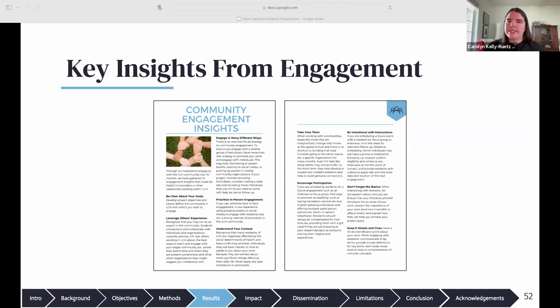We've distilled our learnings into 10 simple, specific, and actionable strategies that can be used to guide how someone, like a provider or a researcher, may choose to engage with the Lower Central Hamilton community. Some of these strategies include prioritizing in-person engagement, taking time to build trust, leveraging the experiences of individuals currently serving the community, and many more.